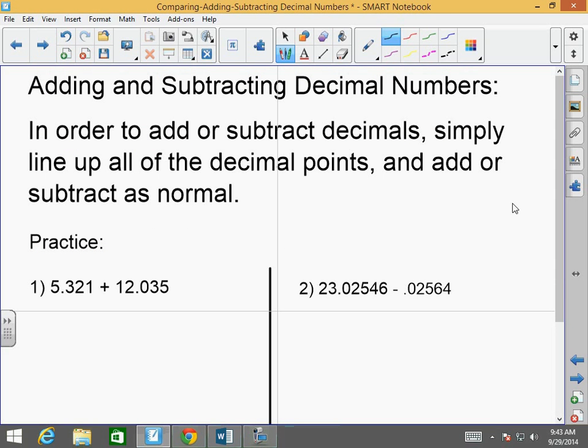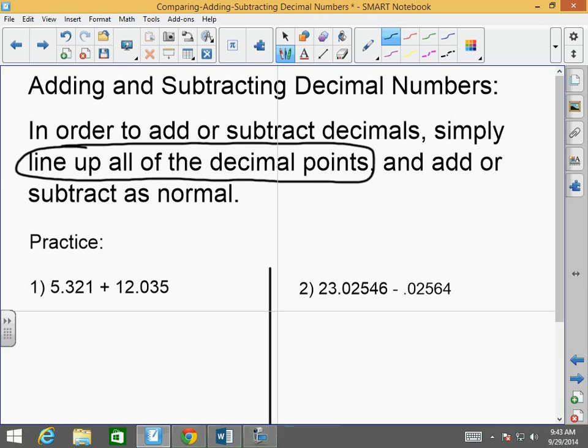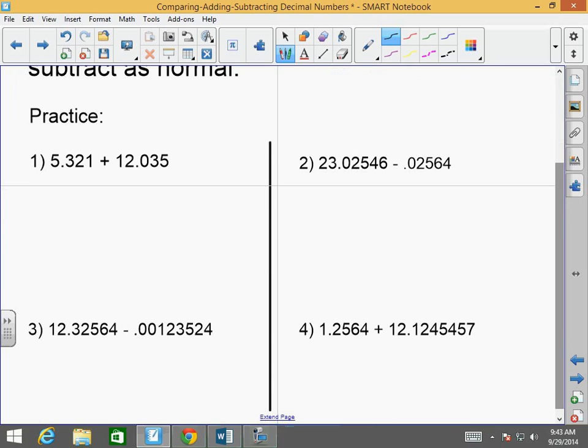Now, adding and subtracting decimal numbers. Easy peasy. Lemon squeezy. In order to add or subtract decimals, simply line up all of the decimal points. Literally. And then add or subtract as normal. But you've got to add by putting the decimal points together. They've got to be in the same spot. So, I always like to put the larger number on top. 12.035 plus 5.321.